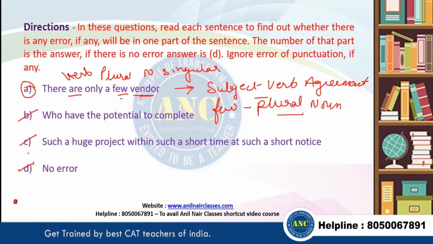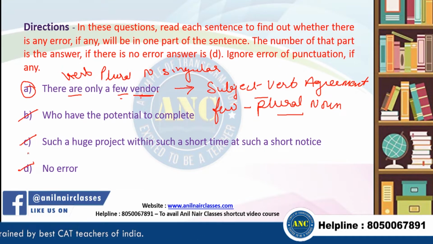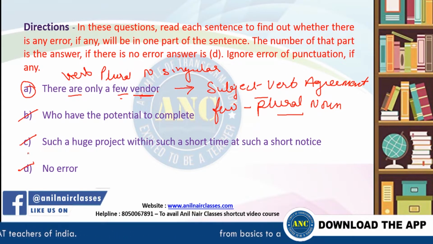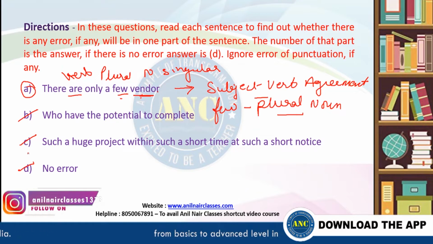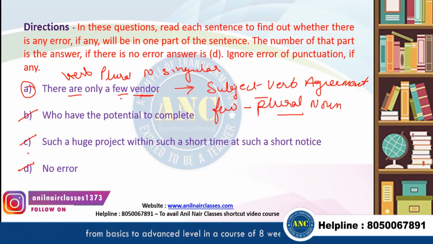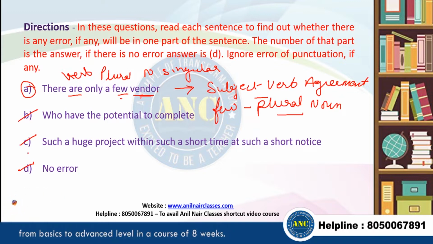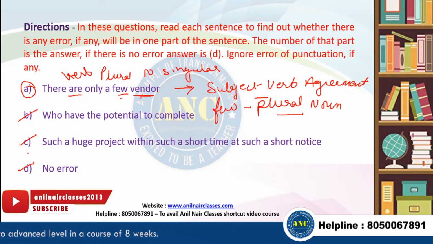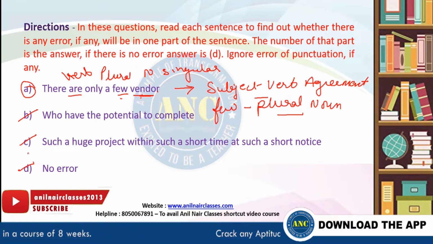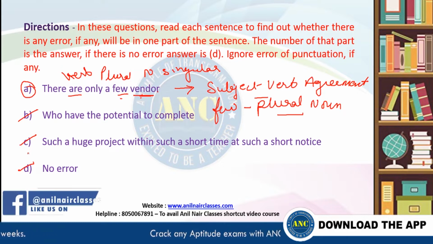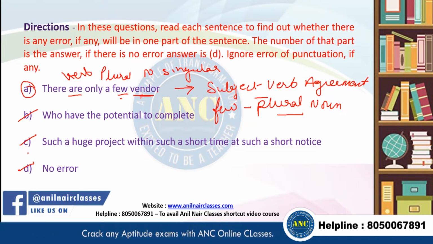I'll just revise once again how to find the subject: find the verb, ask the question who or what, and you'll get the subject. So whenever in any answer choice you have a verb, the first thing you should check is subject verb agreement. Follow the strategy, it will definitely help you to get rid of the bad answer choices. Clear? Next slide.